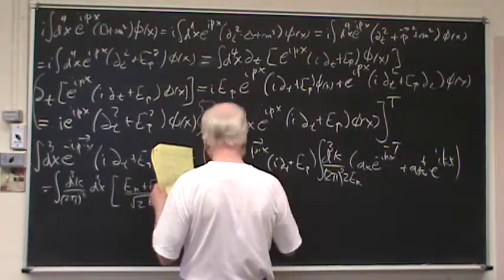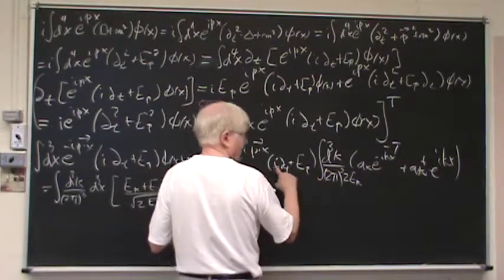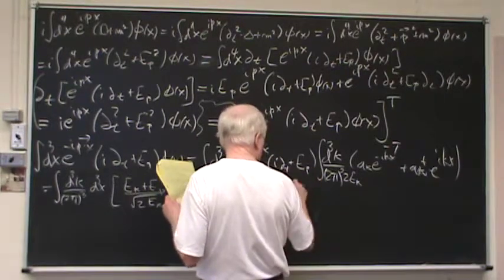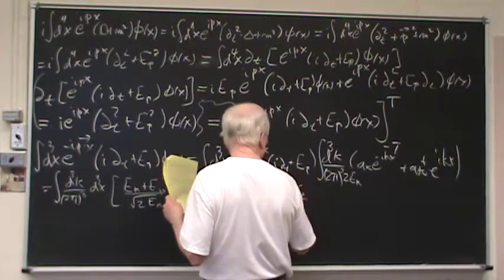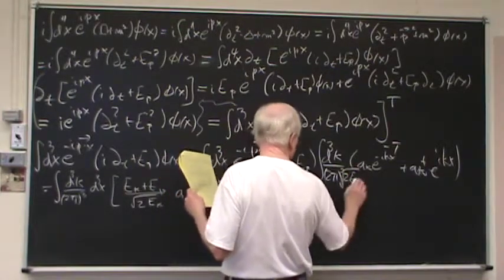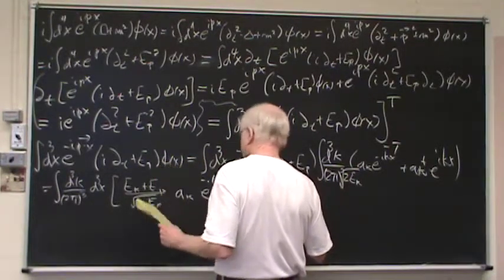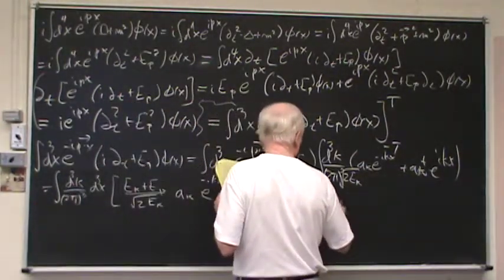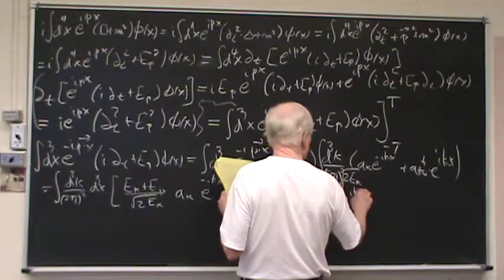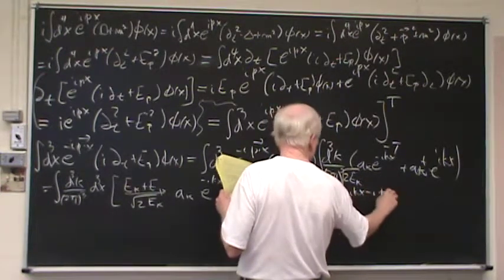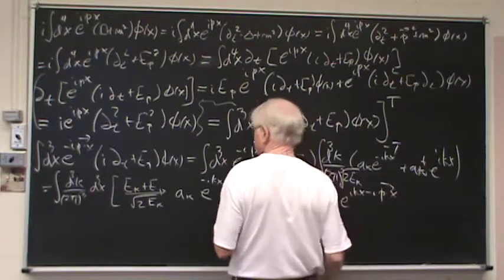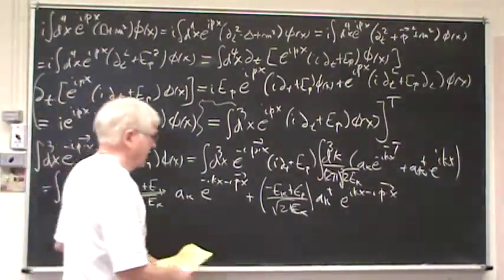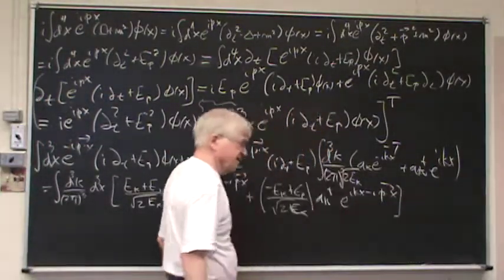And then over here we get something similar, except that we have an i, and so that's a minus 1. So we get minus E_k plus this E_p over root 2E_k. This is a square root of 2E_k. Sorry about that. a_k dagger e^(ikx − ip·x). Well, p·x is a 3-vector and it comes in there, and I'm missing a right parenthesis.